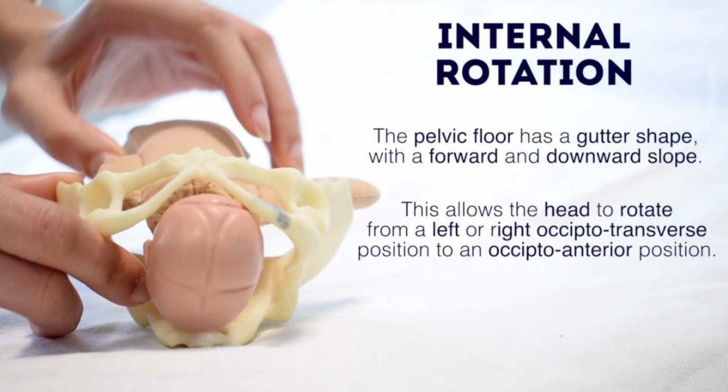Our fourth mechanism is internal rotation of the head. What is happening here? The head is rotating at a 90-degree angle. How? The maternal pelvic floor has a gutter shape and a downward slope.